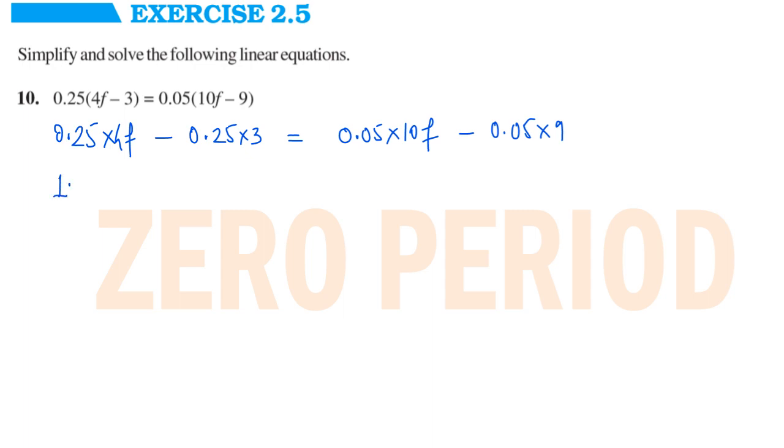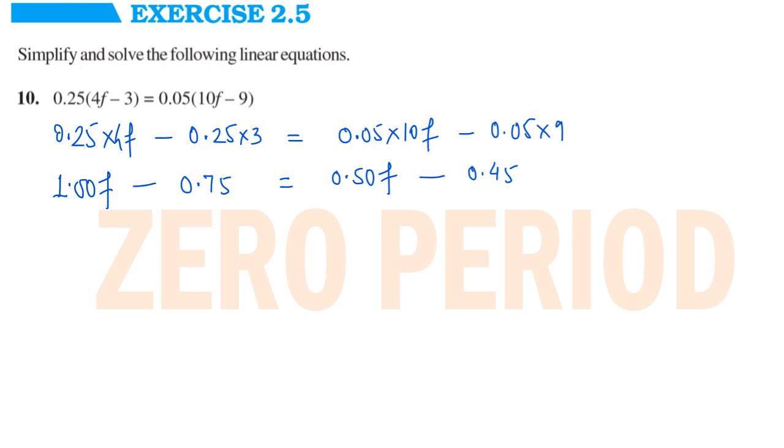0.25 into 4 will give you 1.00z, and this will give you 0.75. This will be 0.50z, and this will be 0.45. I think we are going correct.